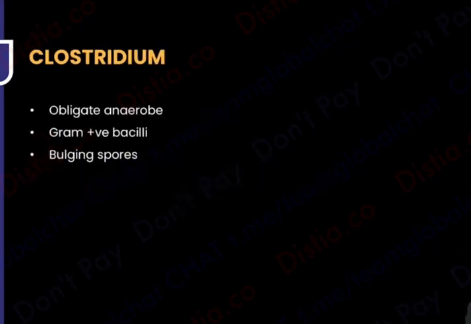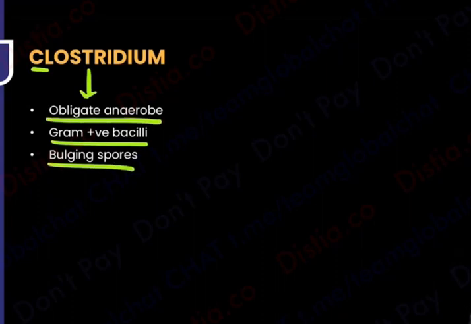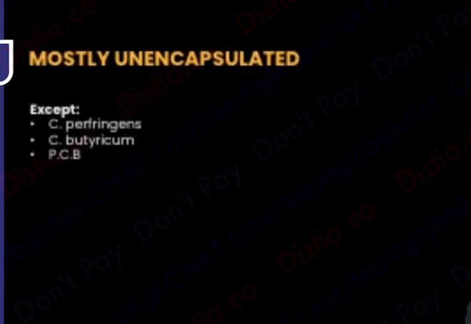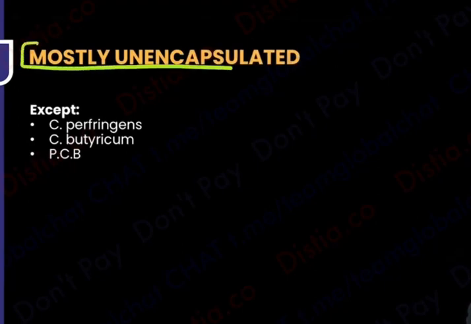Now let's move on to the different types of Clostridium. Now tell me common features. Is this a gram-positive bacilli? Yes. Can this have a B? Correct. These are going to have bulging spores, and I also told you it's an obligate anaerobe. All this I taught you in the previous Bacillus chapter only. Now I'll tell you something extra. Please note that mostly they are unencapsulated. Mostly these do not have a capsule.